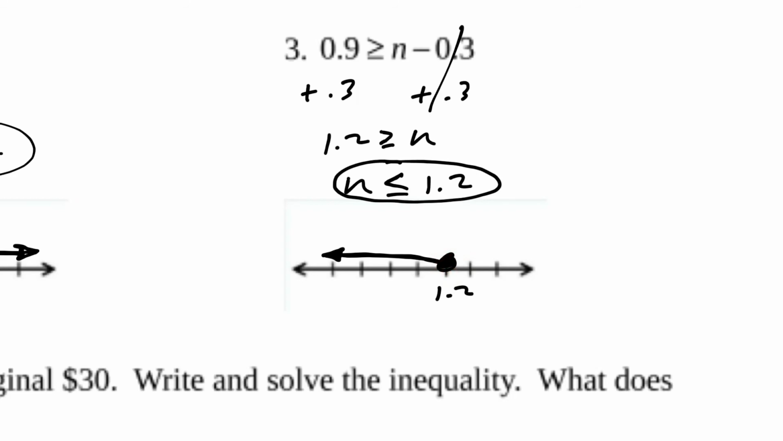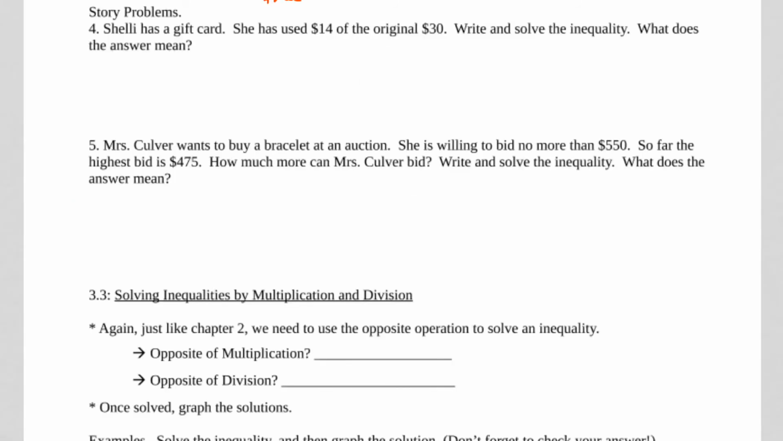To wrap up section 3-2, we've got a couple story problems. So let's take a look at these. Number 4 says Shelly has a gift card. She's used $14 of the original $30. So the most she can spend is $30, okay? She has at most $30.